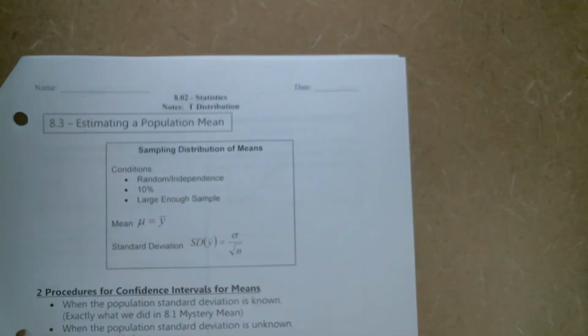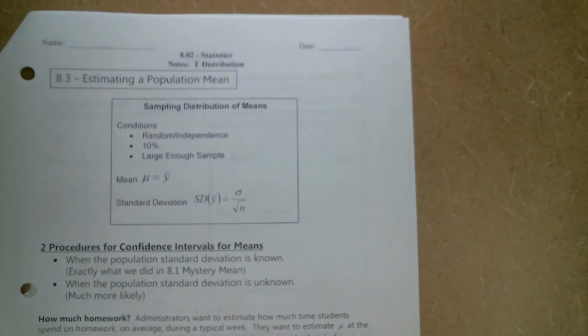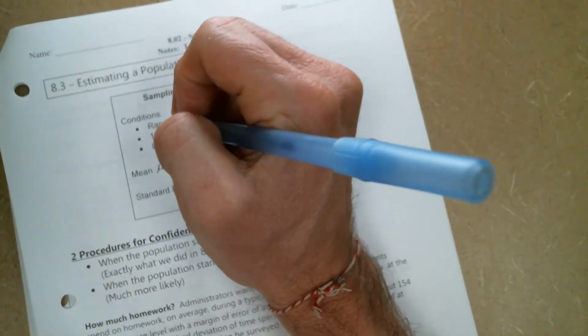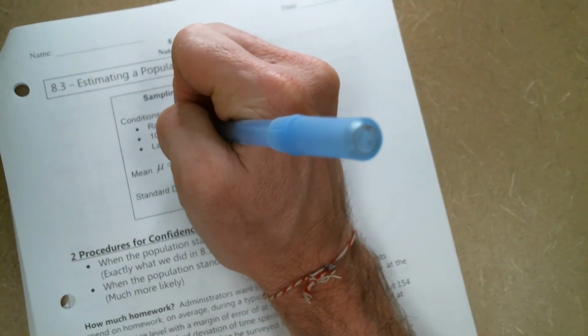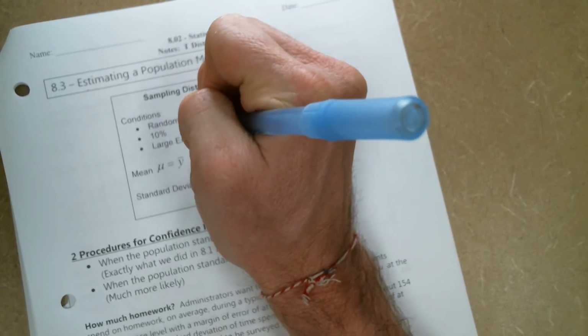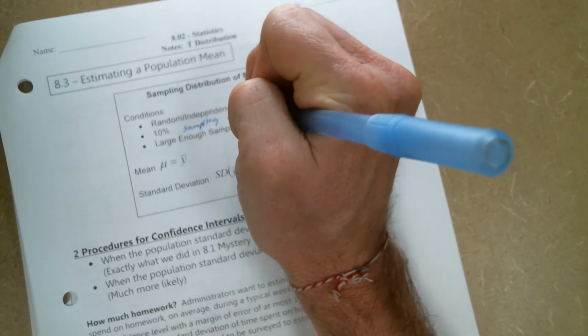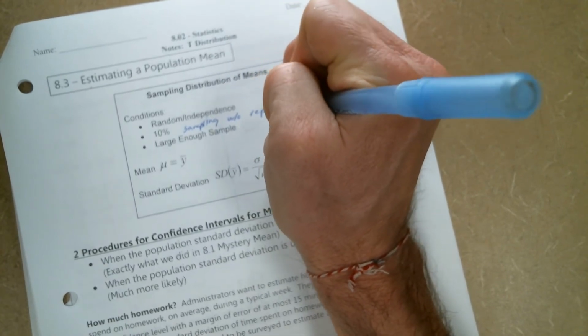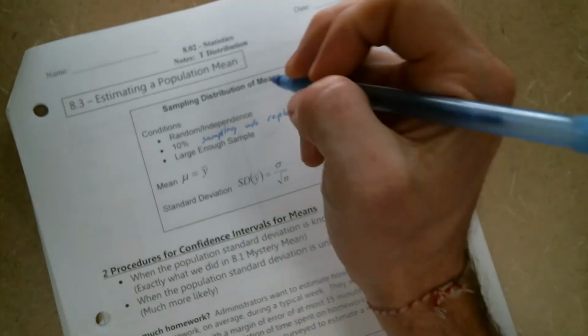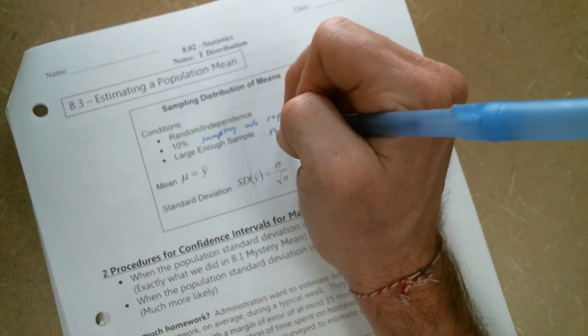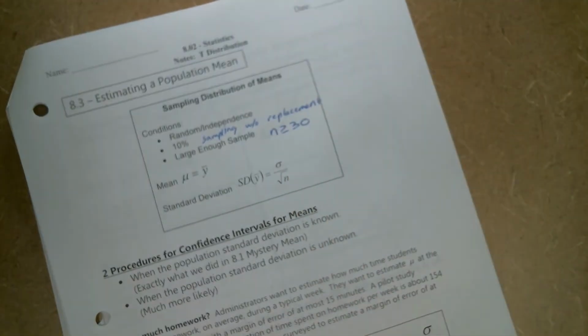All right, so we've done enough with proportions now. Let's go back to population means. All right, so here's that same box, but for population means. So again, randomized, independence, 10%, your sample has to be less than 10% of the population when sampling without replacement. All right. And then we need a large enough sample. All right, this is going back to the central limit theorem, which as long as n is greater than or equal to 30, it doesn't matter what our population is, the sampling distribution will be normal.